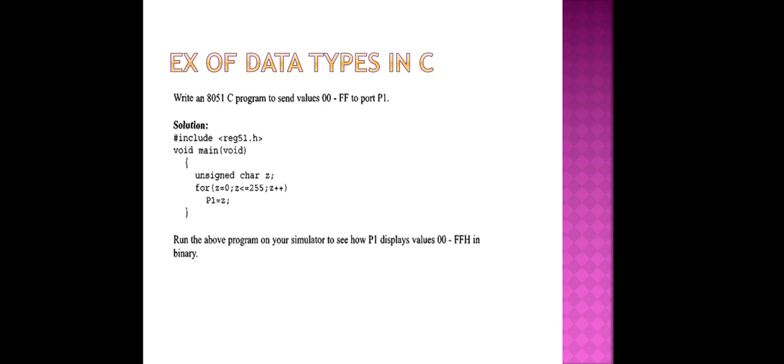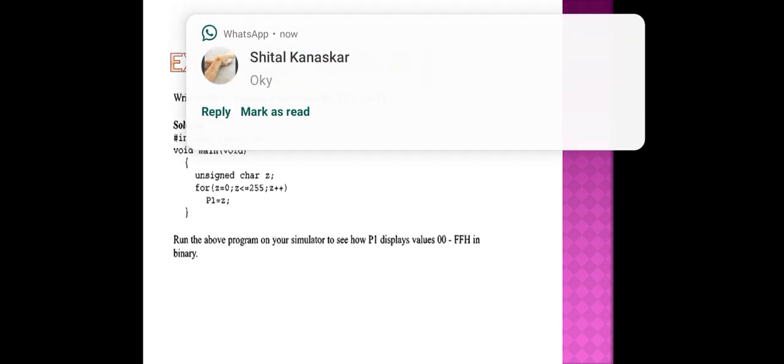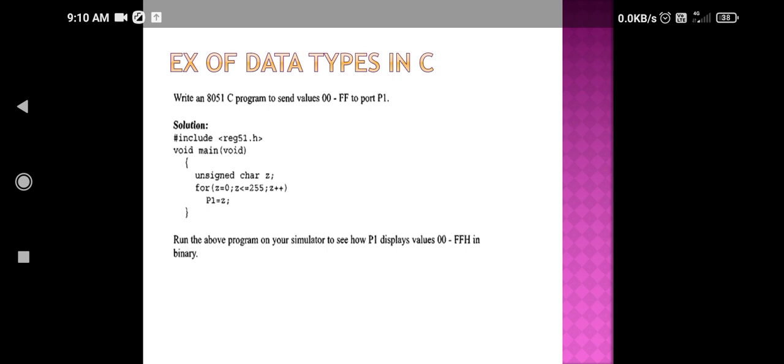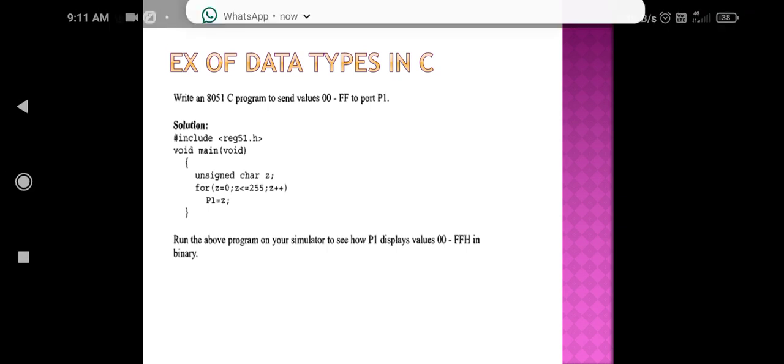Then we have to check these numbers in the C program. Write the program, run it, compile it and check the numbers, whether the values are sent to port 1 or not. That is above in your simulator. P1 displays the values 00 to FFH in binary form.